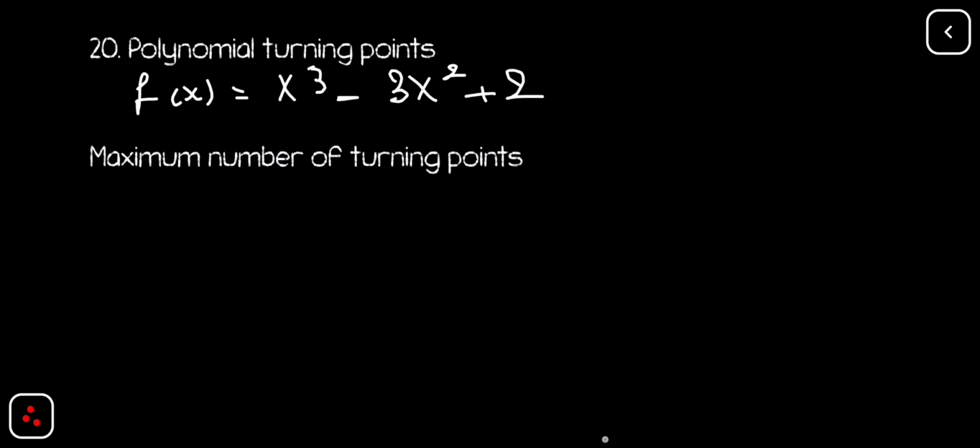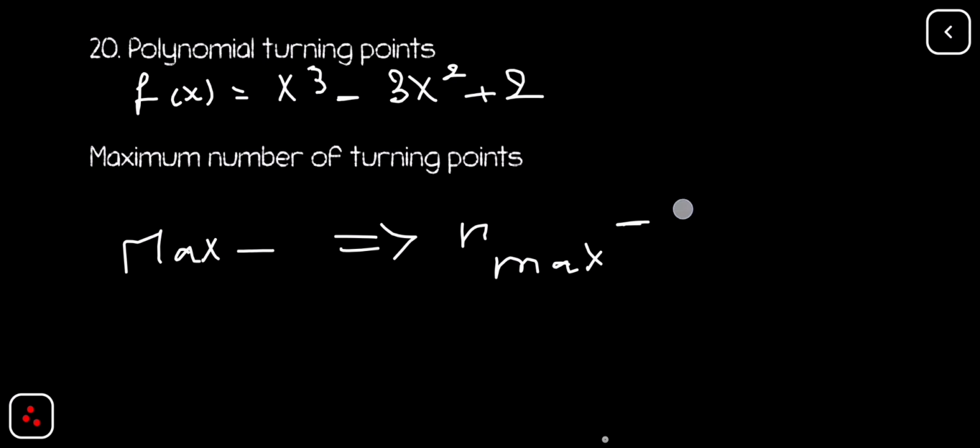So you just write that the maximum number formula is n max, which is the highest power minus 1. Here, what is the highest power? It is 3. And 3 minus 1 is equal to 2. And 2 is the maximum number of turning points.